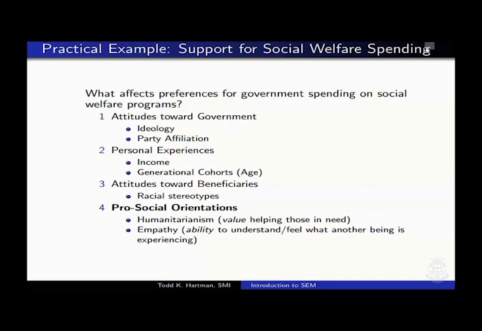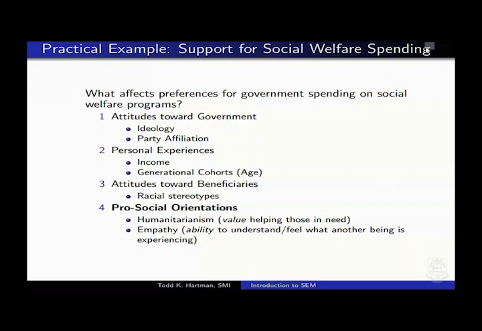Other literature shows that people might look at the beneficiaries and say, well, who's getting the money? Are they deserving or not? I want to help some people but not others. And then there's another literature that looks at pro-social orientations, like your humanitarian values, how much you value helping others, how much empathy you have toward others, how much you can put yourself in somebody else's shoes.